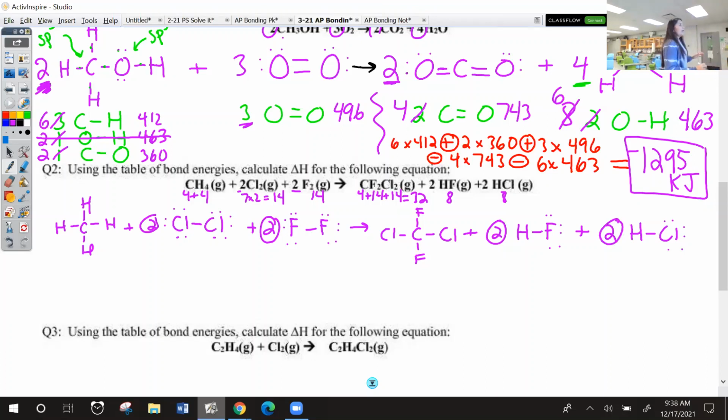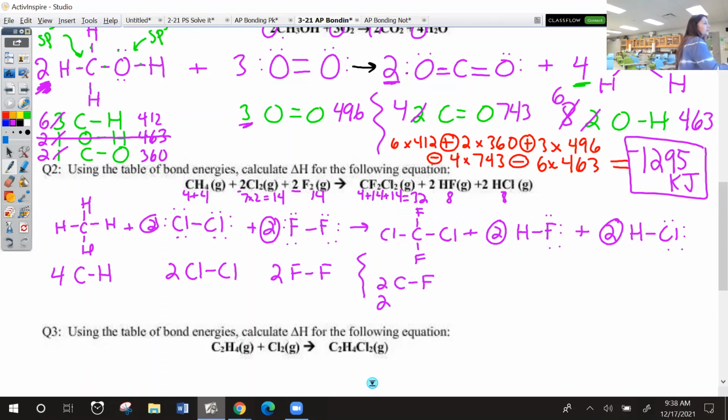Now all I'm going to do is figure out all of my bond types. On this first one, I see that it's just 4 CH bonds. On this one, I have 2 Cl-Cl bonds, so that's not changing. Same thing here, I have 2 FF bonds, and then I have my products. So I have 2 of the CF, and then 2 of the CCl.